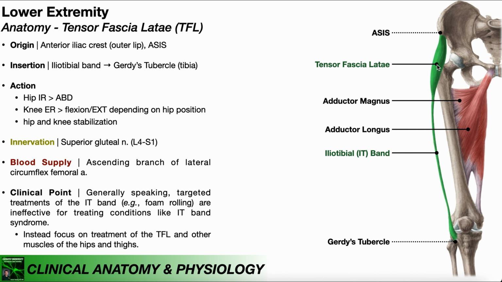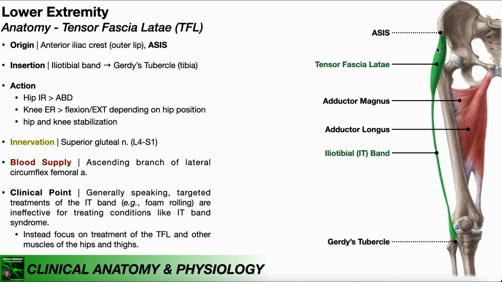You can see that it's part of the lateral hip musculature, the other lateral hip muscles being the gluteus medius and the gluteus minimus. And the tensor fascia lata lies anterior to both of those muscles, both of which happen to be more posterior. Now, the tensor fascia lata muscle originates partially off of the anterior iliac crest, specifically the outer lip, but mostly off of the anterior superior iliac spine, or the ASIS. That's where the majority of the origin fibers come off of.